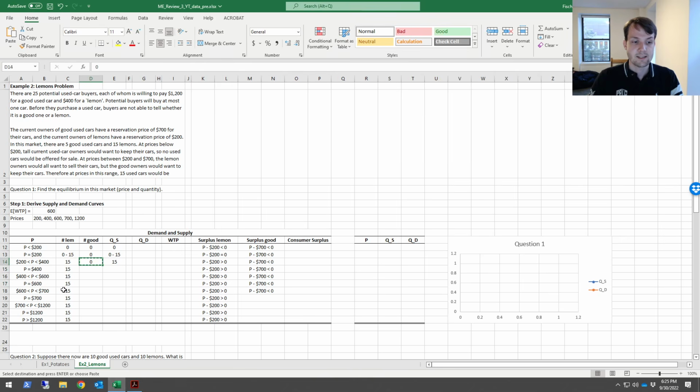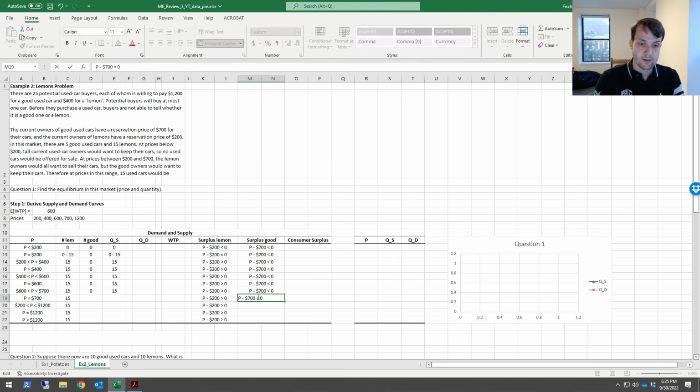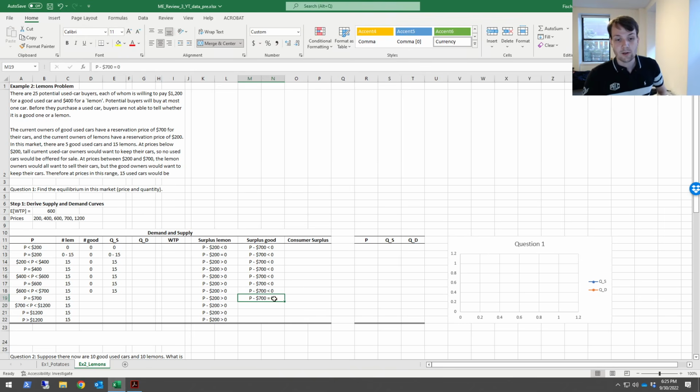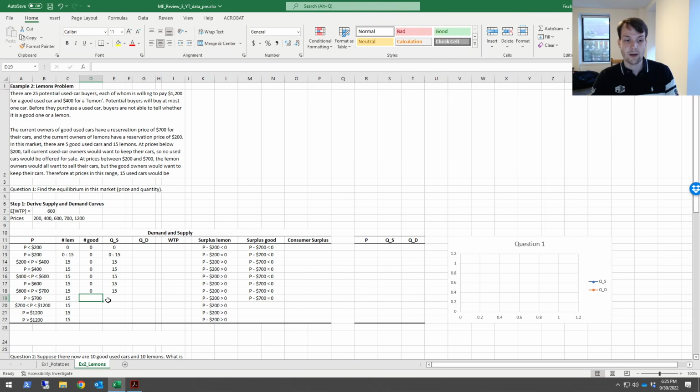And at least as long as the prices are less than 700, all the good car owners are not going to sell anything, and the total supply is 15. At a price of 700 exactly, the surplus that the owners of the good cars get is 0, so they are all indifferent between selling and not selling. So the quantity that they're going to sell is anywhere between 0 and 5.